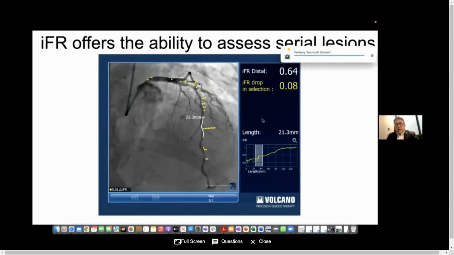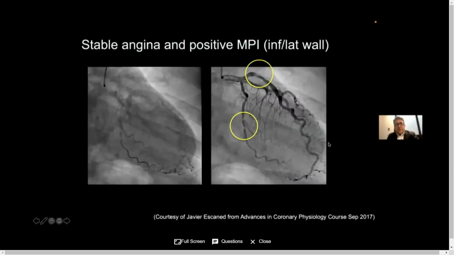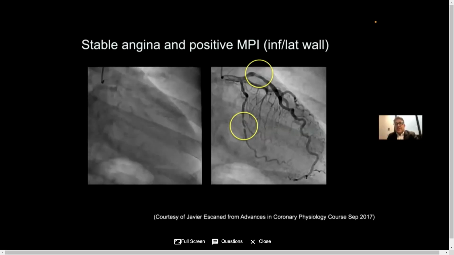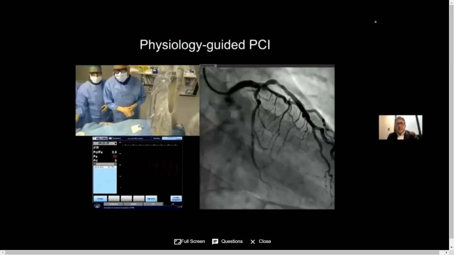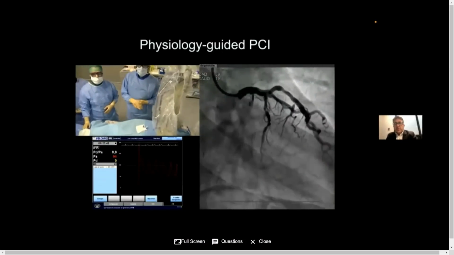We're going to go on here and we're going to go and see a case example, which I'll show you. And this is the case which I showed you to start off with. So stable angina, positive myocardial perfusion imaging, tight lesion in the circ, and a hazy lesion in the LAD. What would you do? Well, I can show you what Javier did. This is part of one of our courses that we run from London. You're very welcome to come and attend that course.